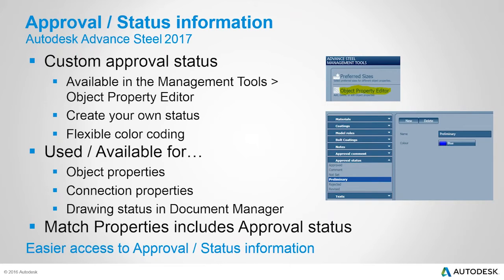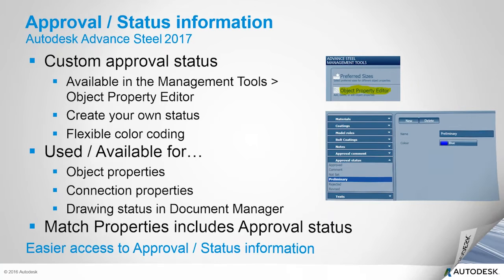And if you use the match property commands in AutoCAD, so you can maybe match a beam size from another section, it will also take the approval status information with it. So be aware of that. You might need to double check and say that beam was approved, but that doesn't necessarily mean this beam is approved. So just be aware and check that.